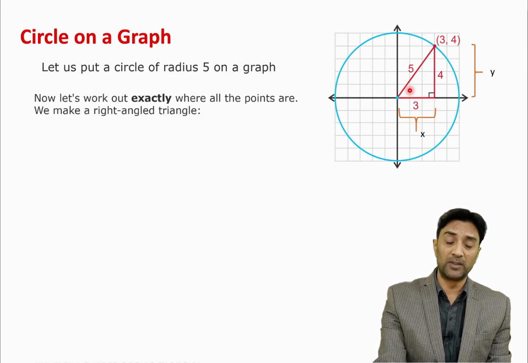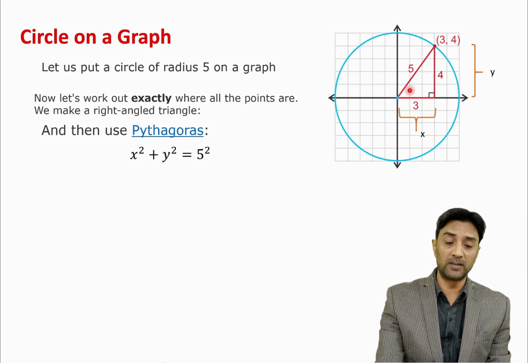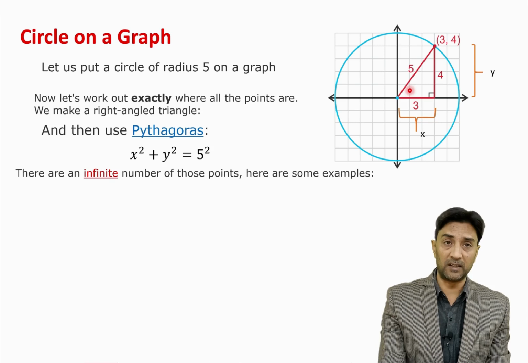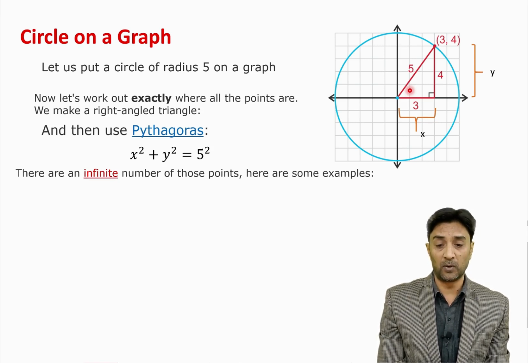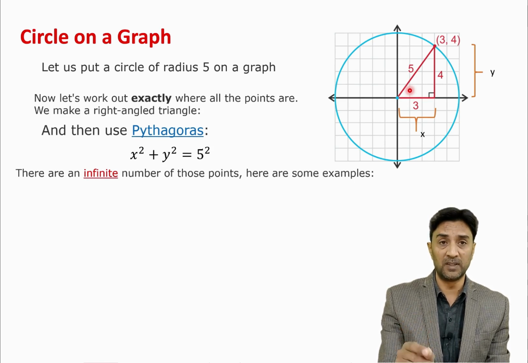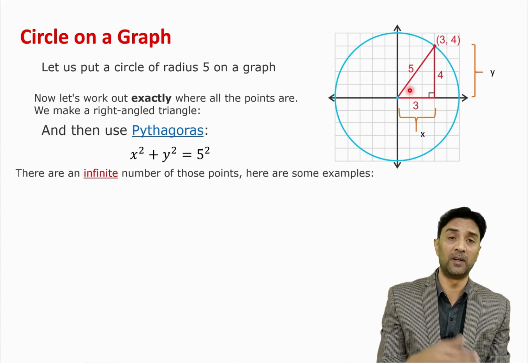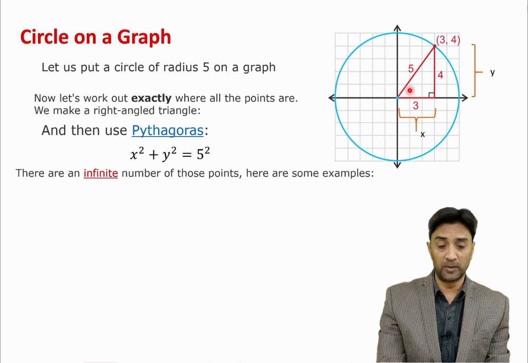So now let's work out exactly where all the points are. We make a right angle triangle and then use the Pythagoras theorem. So x square plus y square is equal to 5 square. If we mark different points on this circle, there are infinite number of those points. If you mark a point at each degree, there will be 360 points, and if you include minutes and seconds, there will be infinite number of points on this circle.